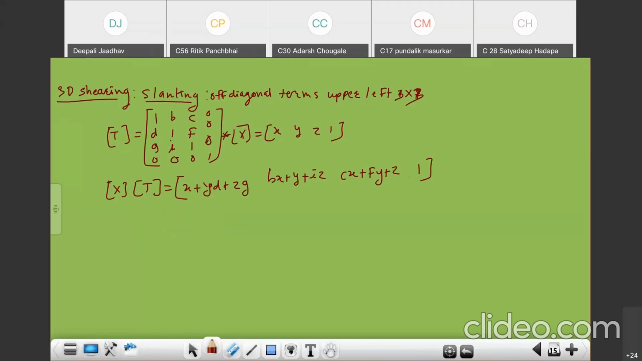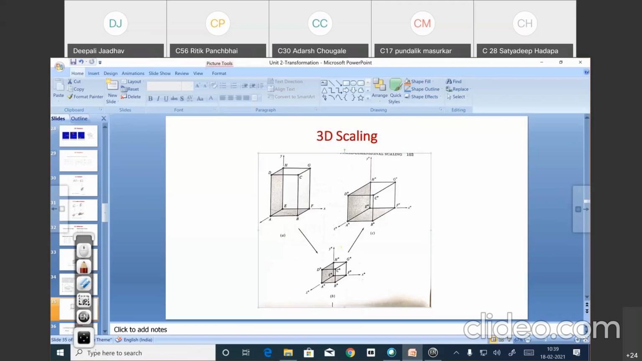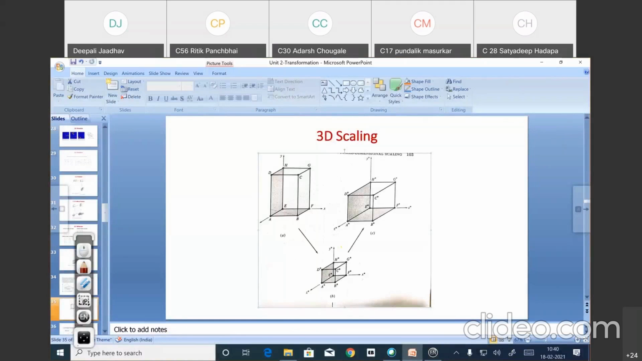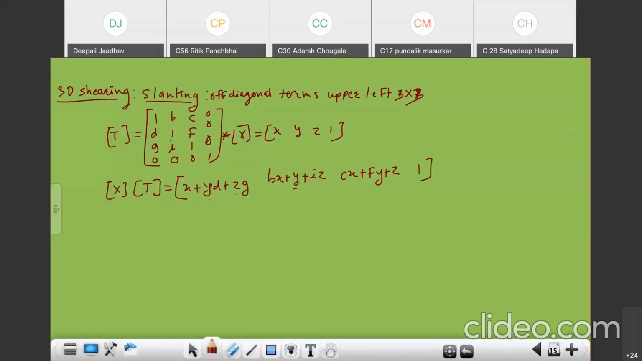Off diagonal terms are used. So when it is slanting in X direction, Y and Z terms are used. And when slanting in the Y direction, we use X and Z terms. And when it is the Z direction, multiply with X and Y. That is a simple method of shearing. So the example here, consider a cube. I directly write here the cube and transformation matrix. The same cube is used here.